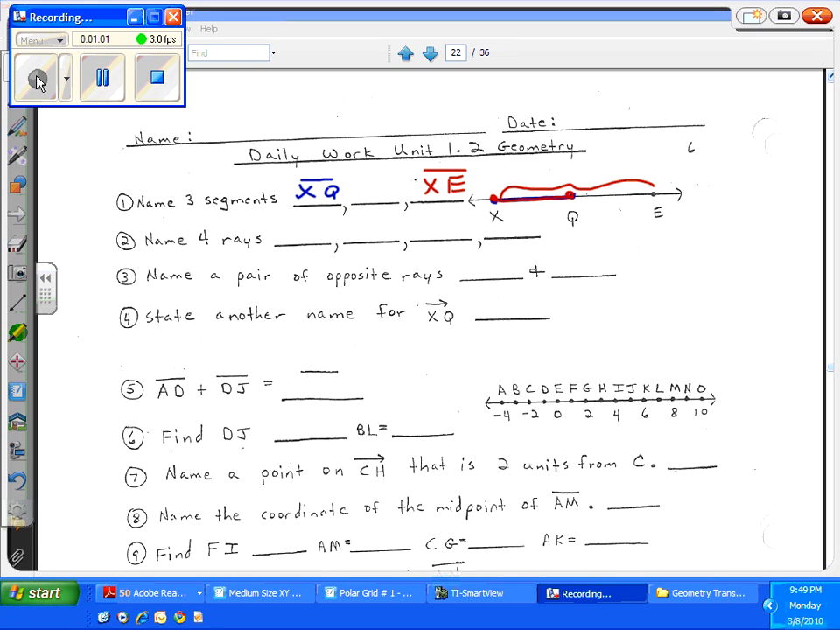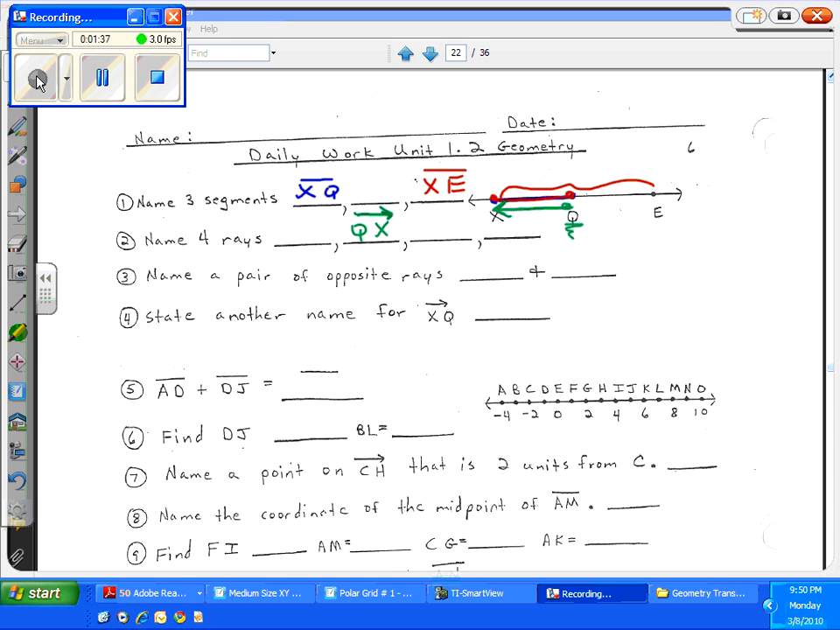4 rays. One of the things I would like to say, if you actually have the ray that starts at Q and goes indefinitely through X, don't forget that when you name that ray, you still put the arrow to the right, even though the ray is actually going to the left. And you name the end point of the ray first, Q, and then the point in the direction that it's going second. Okay, so there's ray QX being named properly.